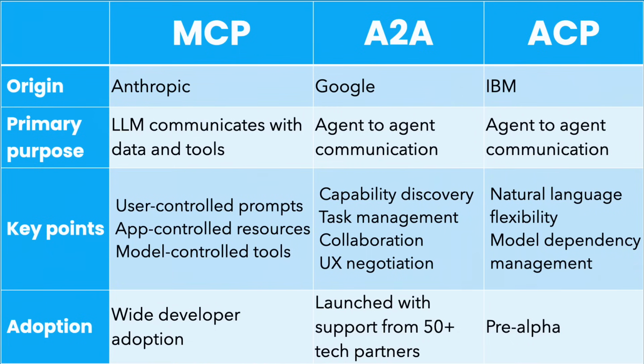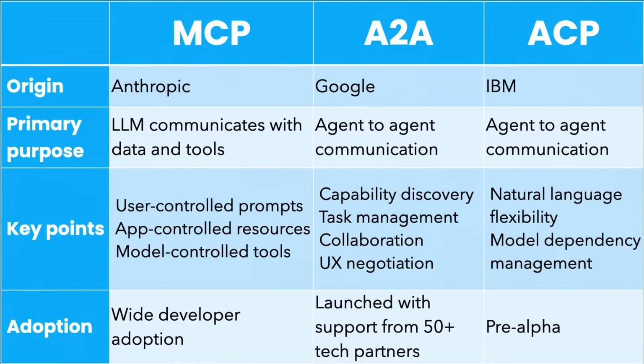We have examined each protocol individually. Now we will compare them side by side to understand how they relate to each other and where they fit in the AI agent ecosystem. First comparison criteria are their core purposes. MCP focuses on standardizing how applications provide context to LLMs, essentially connecting AI models to tools and data sources. A2A is about standardizing agent-to-agent communication for collaboration between different agents. ACP also focuses on agent communication, but with a particular emphasis on natural language processing and model dependency management.